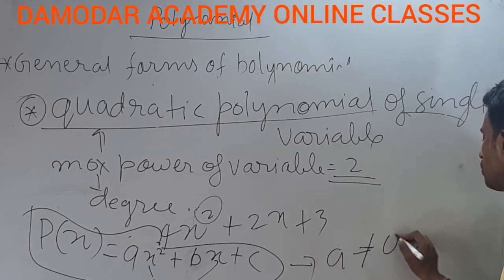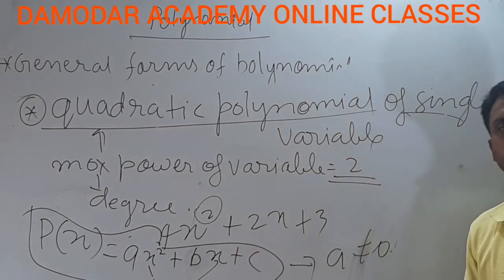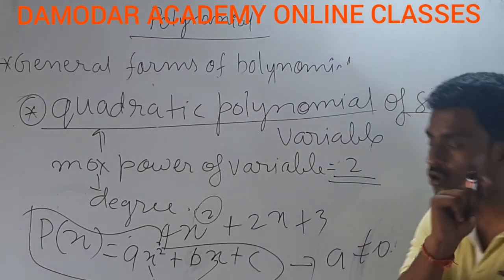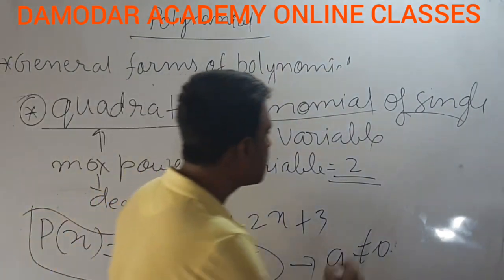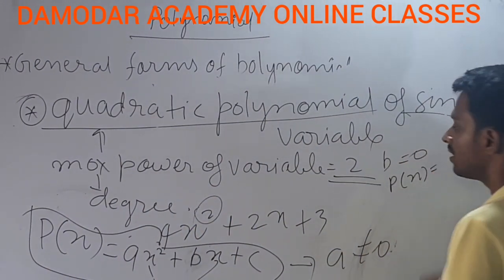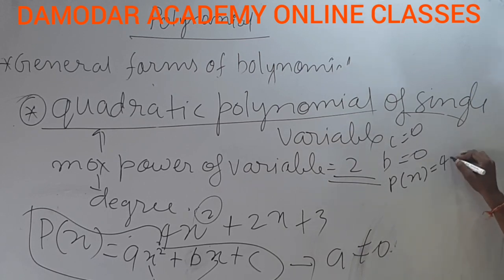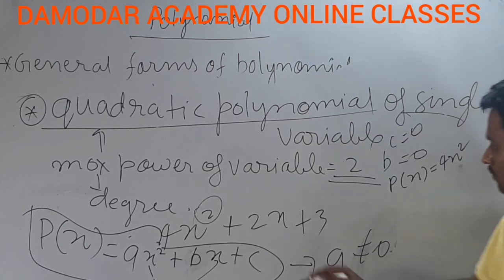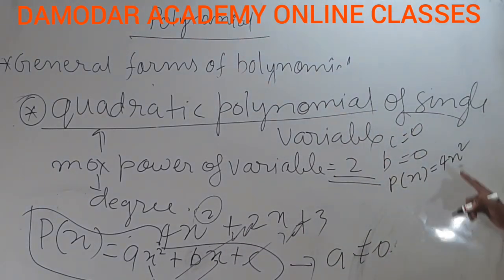My dear, the condition is a is not equal to 0. b may be equal to 0, but a is not equal to 0. Because let b be equal to 0 and c be equal to 0. Now this polynomial will get converted into p(x) = 4x square, because this term is 0 and this term is 0. So look at this polynomial.